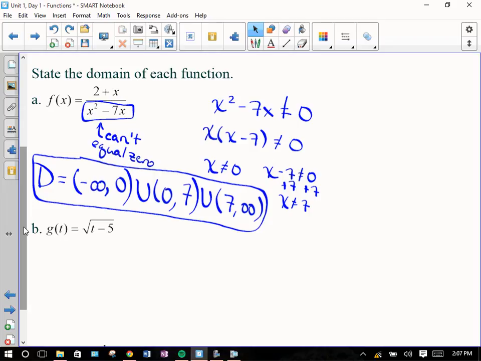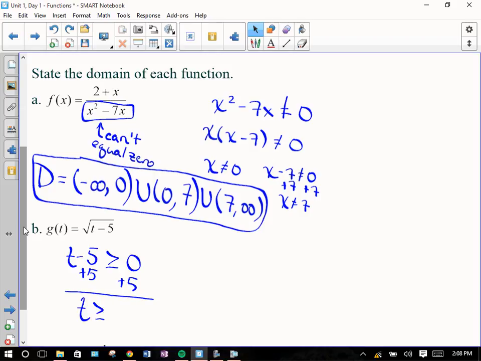So, t minus 5 cannot be what? I mean, a negative number. It cannot be a negative number. It has to be greater than or equal to 0. So, t minus 5 has to be greater than or equal to 0. Is this easy enough to solve? I need to get t by itself. How does that add 5? T is greater than or equal to 5. Done. My domain is everything that's equal to 5 or bigger.